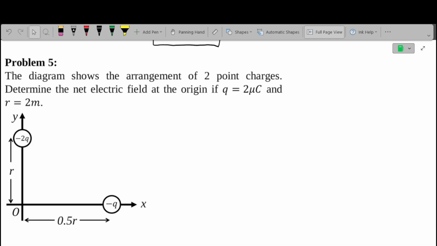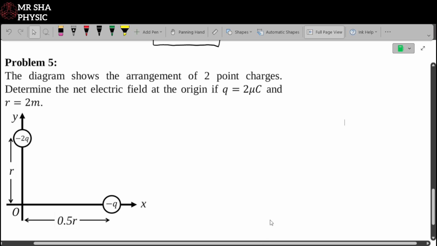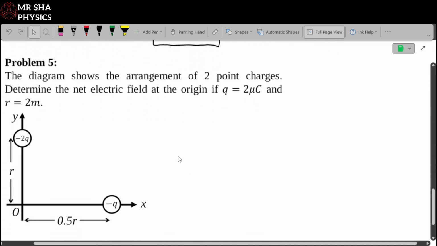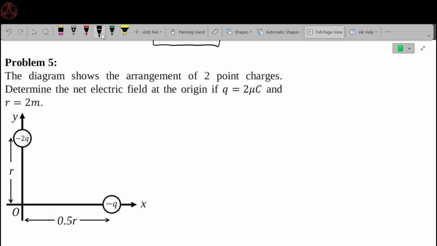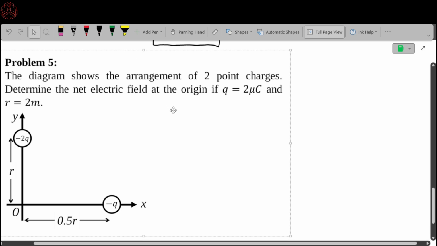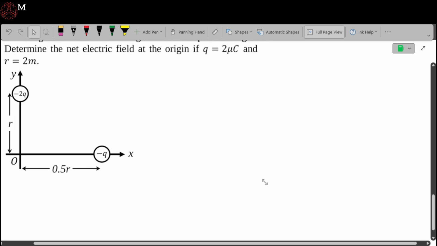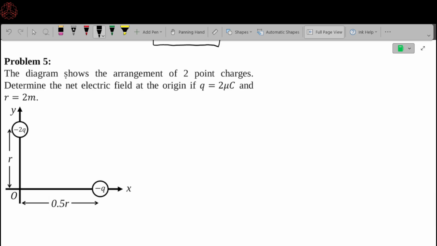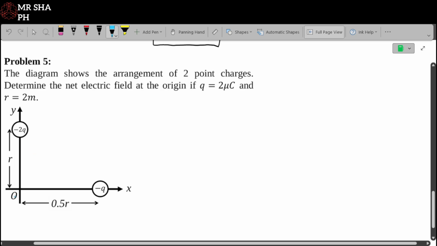Okay, so here we have a different type of problem. We still have 2 point charges, just like the question before, but now we have it in the XY plane. In other words, this is going to be a 2D problem. So let's just read the question. The diagram shows the arrangement of 2 point charges. Determine the net electric field at the origin if Q equals 2 microcoulomb and R equals 2 meters. Okay, so as before, we want to consider what happens if I put a positive charge at the origin.